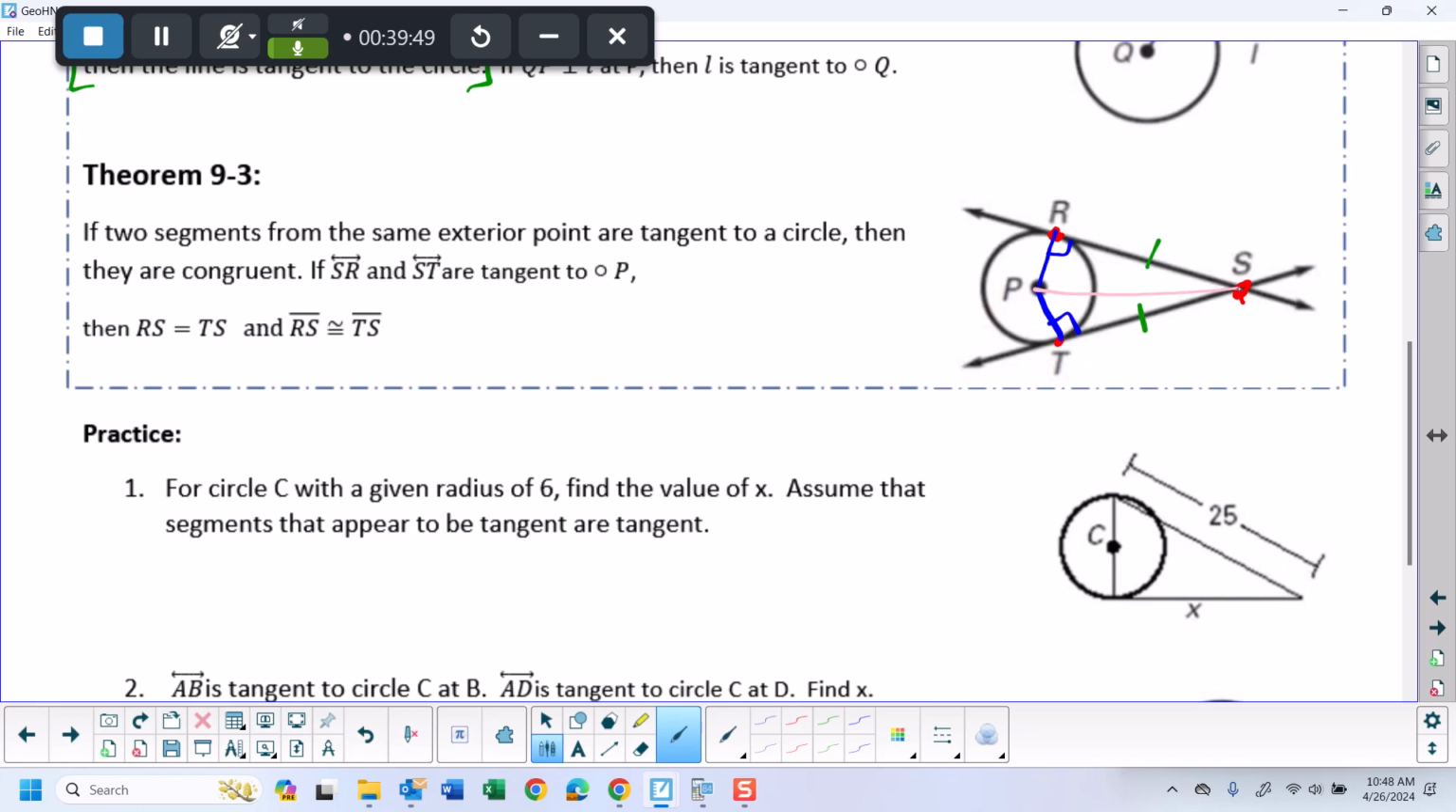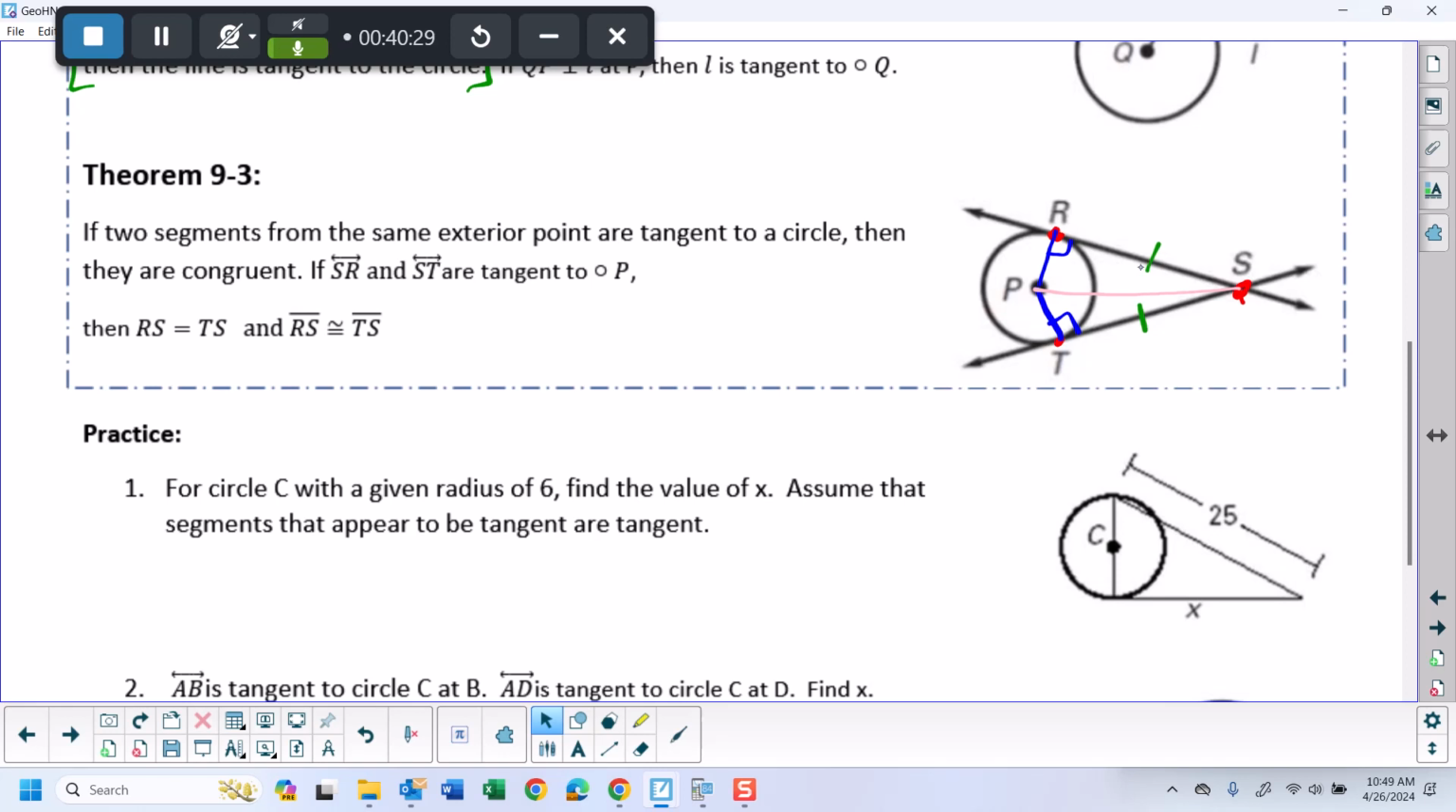Just reflexive property. So the greens you don't have yet. The greens are what the theorem is proving. My radii are congruent. My right angles are congruent. This pink segment is reflexive property congruent. I see hypotenuse leg. Because of CPCTC, now I have this. I don't have the green until I get the congruent triangles.